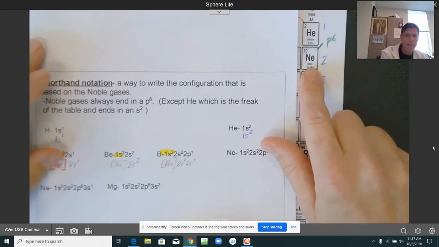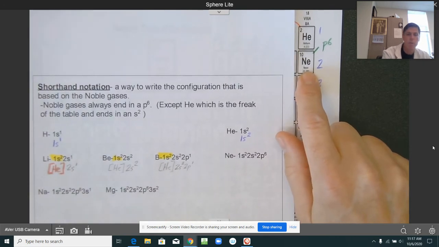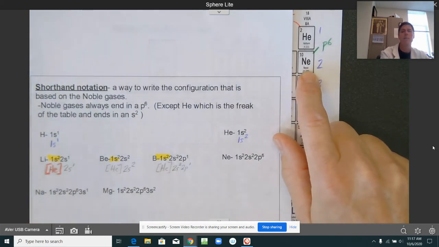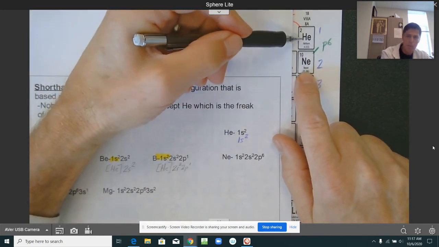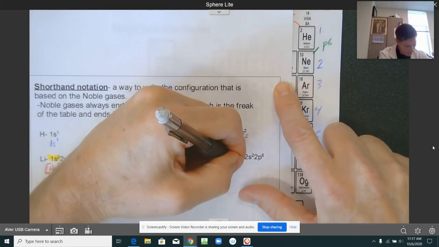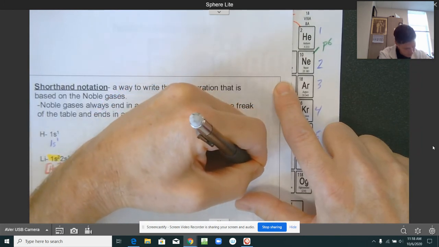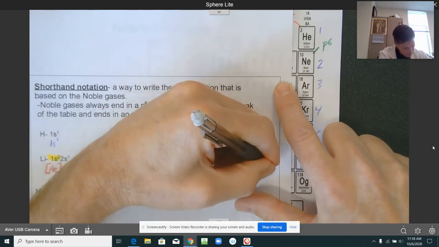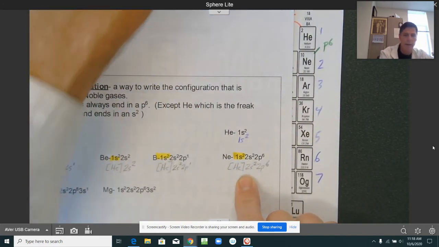Now, neon. Neon's right here. And we got to figure out, okay, what's the shorthand for neon? This is where we have to continue to do the same thing. We have to go off the last noble gas. So if we go neon to the end, up one, it's going to be helium. I'll show you why we use helium here in a second. First of all, we're following the same pattern. We go last noble gas, and that's the equivalent of writing that.